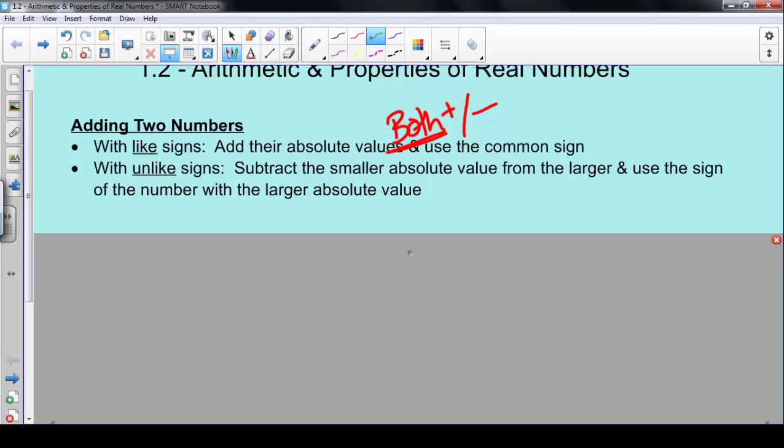If they're unlike signs, that means one is positive and one is negative. What we do is we look at their absolute values, take the larger absolute value minus the smaller absolute value, and whichever number was bigger, that's the sign the answer gets. So if the bigger number was negative, your answer is negative. If it was positive, your answer is positive.